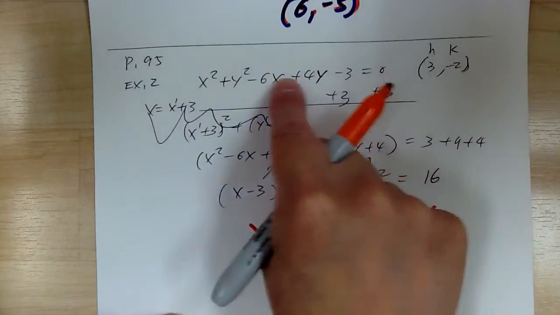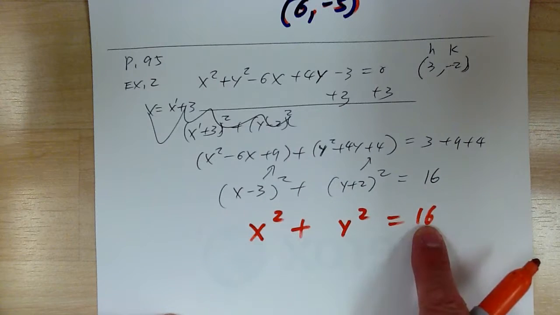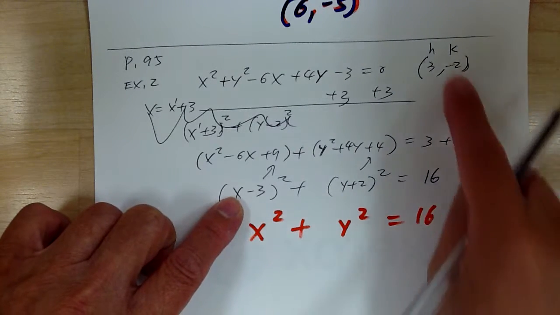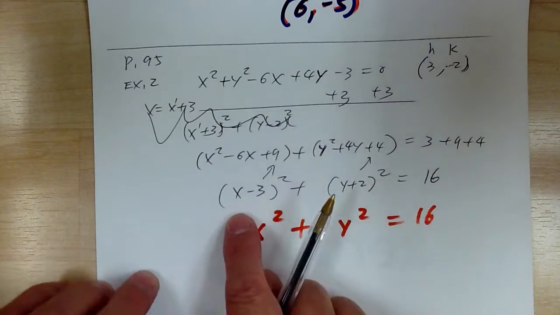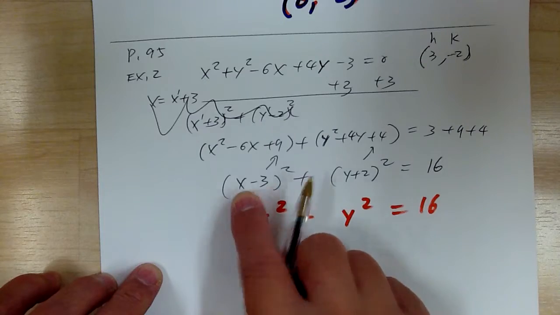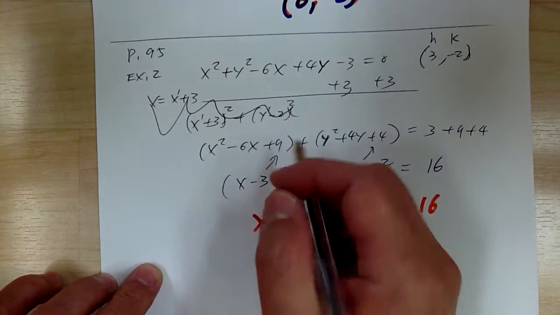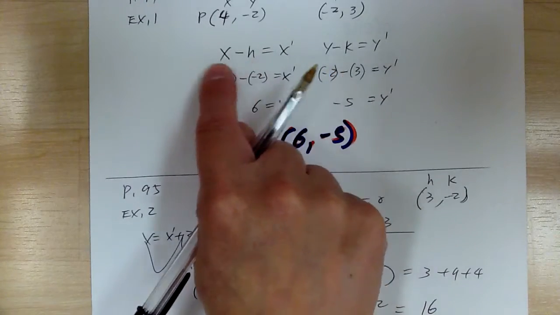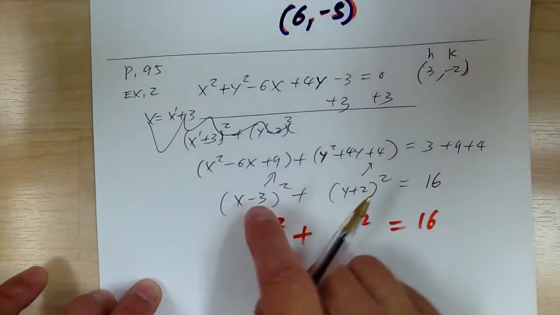This is your original equation. Again, it's kind of messy. This is a much simpler equation, right? Now, if you don't see how I get from here to here, just substitute. So x minus 3. If you look over here, you see the x prime is x minus h. Okay, and that's that.